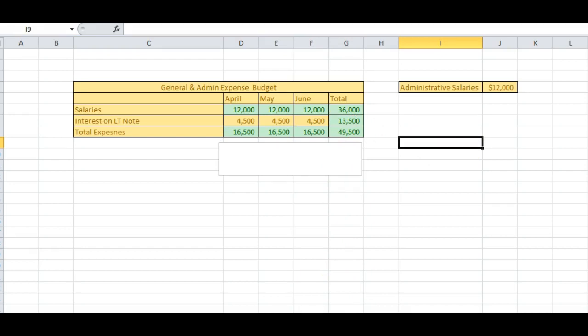And we're going to stop here, and we have all of our smaller budgets put together, and now we're going to be able to do the cash receipts and the cash budget. So I'm going to stop this, and we'll start a new one.